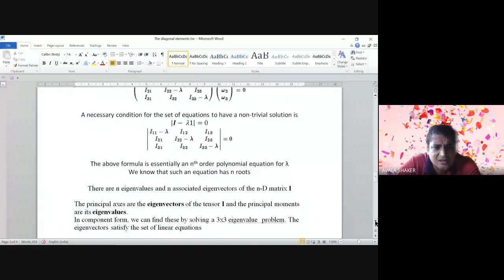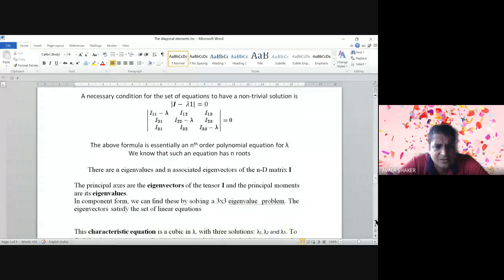If it is an n-degree polynomial, then lambda will have n roots. So if it is 3, then it will have 3 roots. I hope I'm clear till here. As and when required, we will have to look back. Once we find the determinant, we get the lambdas.